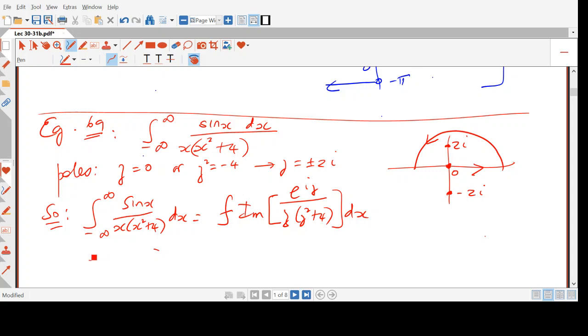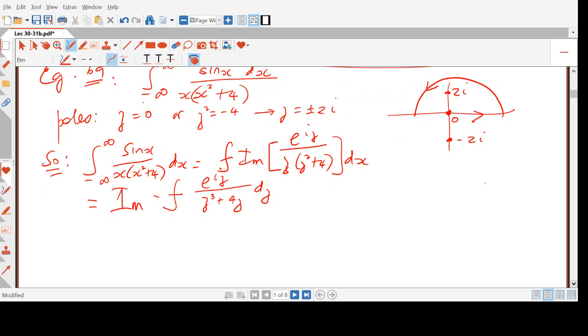And we can now interchange imaginary because we are using the principal value. So it can become the imaginary part of e to the I z over, let's multiply this out, z cubed plus 4z. Okay, so to find that answer, we have to take the imaginary part of.